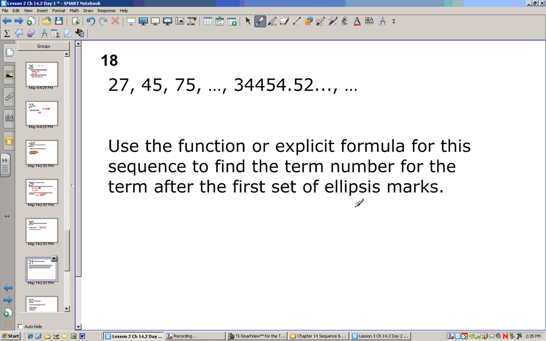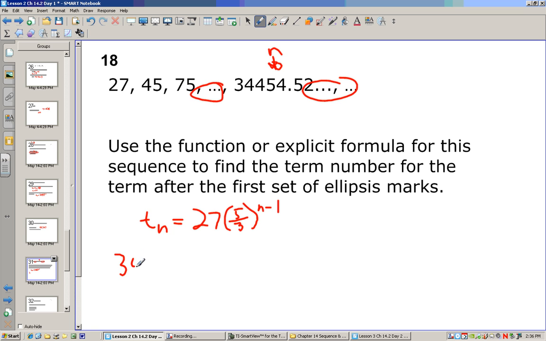Now use our function or explicit formula for the sequence to find the number of terms for the term after the first set of ellipsis marks. Now I didn't know this term until this book, actually. These are what ellipsis marks are. So now we want to find the n that corresponds to this value. All right. Well, we know our equation. T sub n is equal to 27 times 5/3 to the n minus 1. We know our t sub n is 34,454.52.